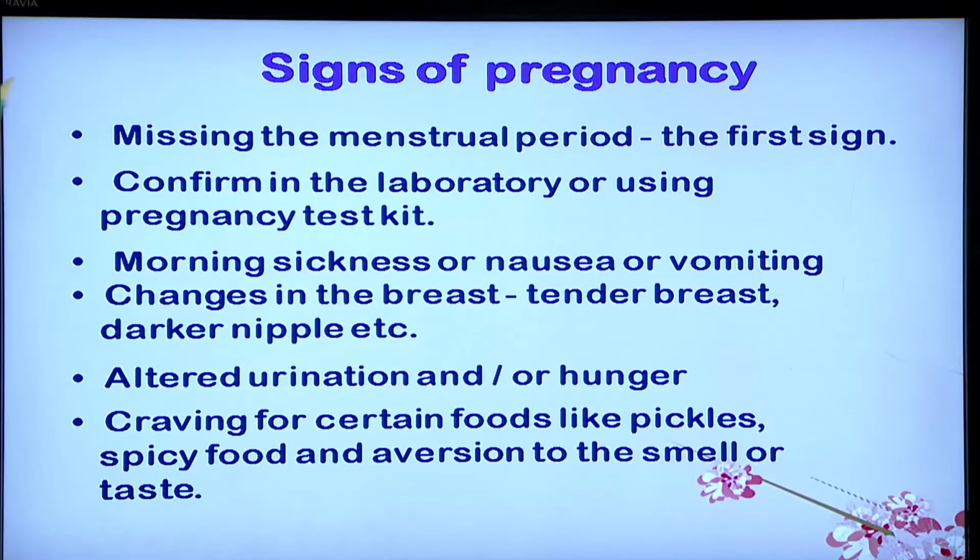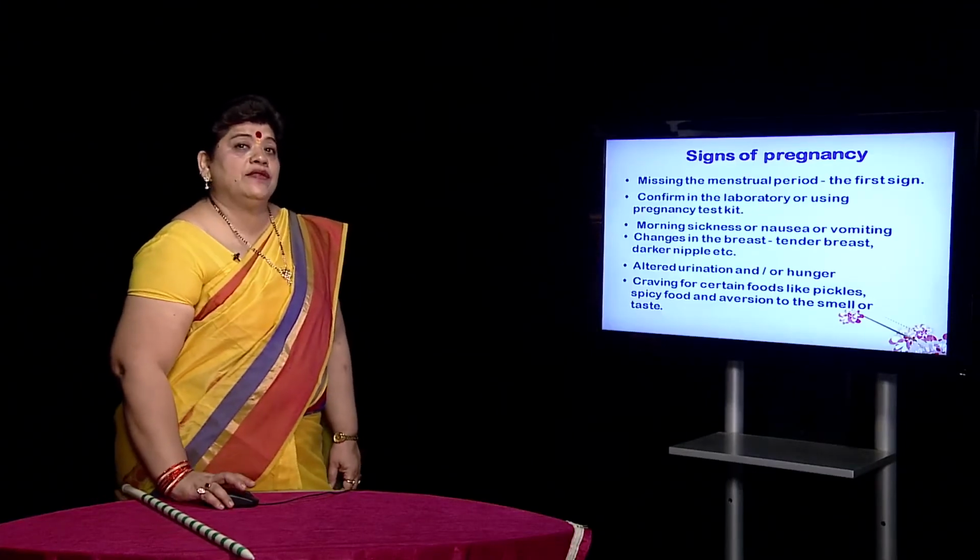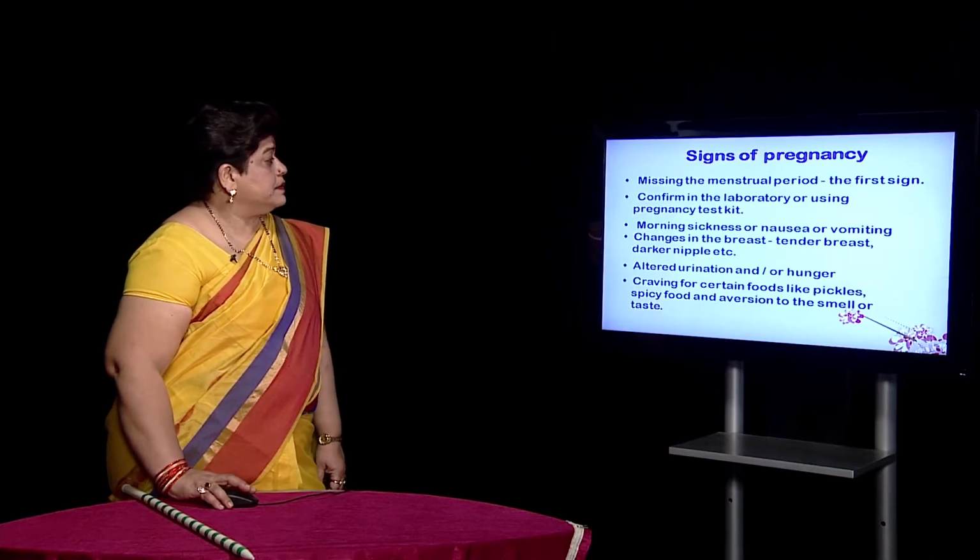What are the signs of pregnancy? How does a woman come to know that she is pregnant? Missing of the menstrual period, confirming pregnancy by getting tested in the laboratory or using a pregnancy test kit, having morning sickness, nausea or vomiting, changes in the breast, it becomes tender, and the nipple area becomes darker, alteration in urination and hunger, and excessive craving for certain foods like pickles, spicy food, or there may also be aversion to certain foods, tastes or smells.